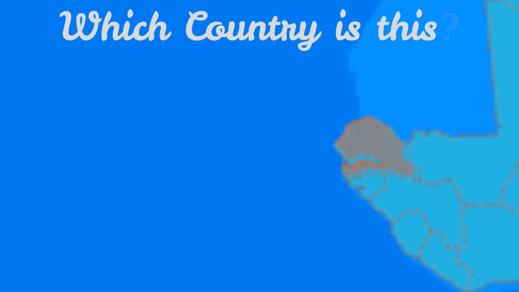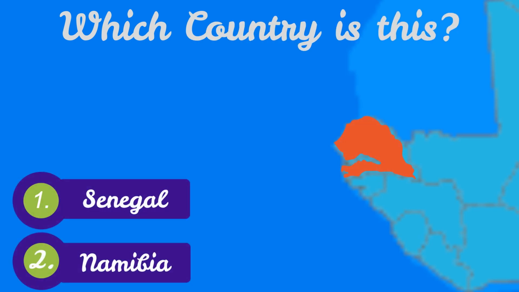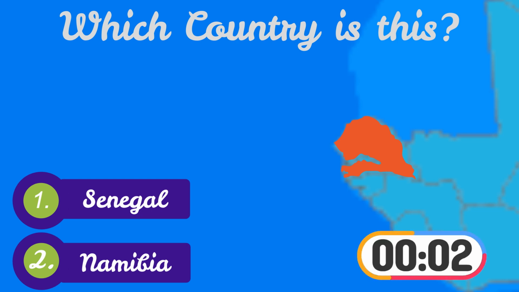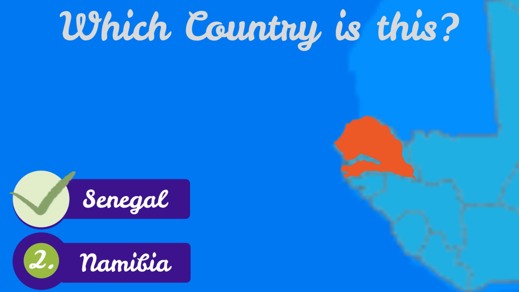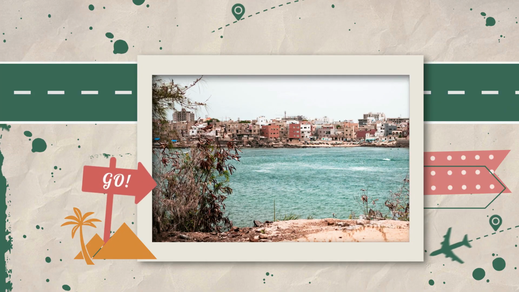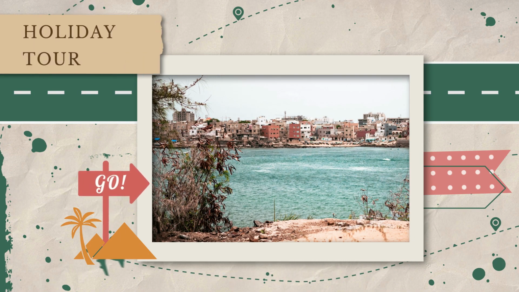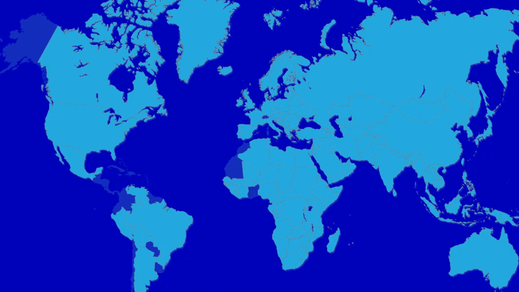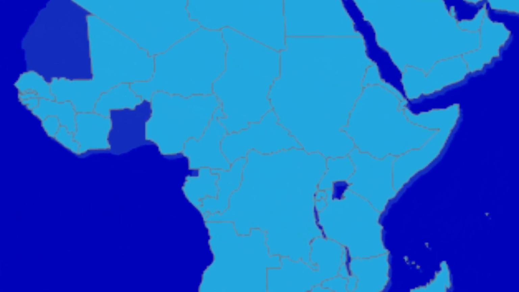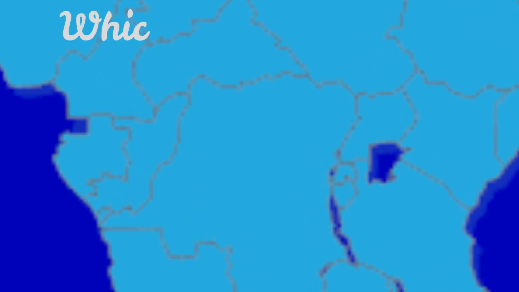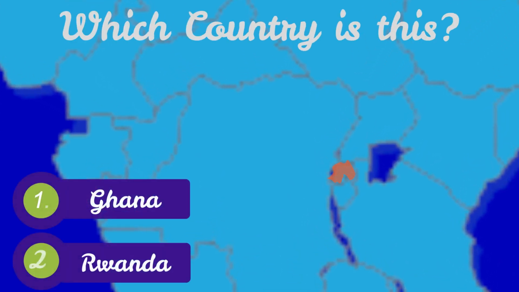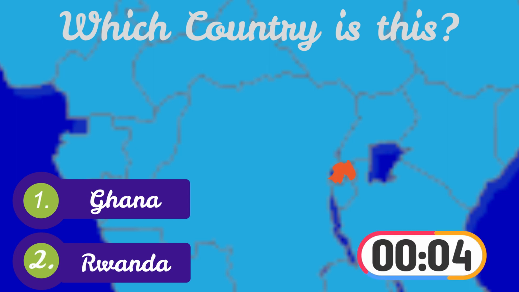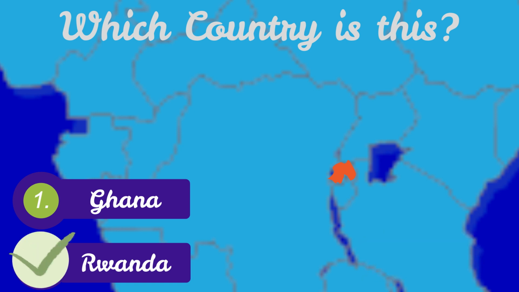Which country is this? Senegal or Namibia? This is Senegal. Dakar is the capital of Senegal. Which country is this? Ghana or Rwanda? This is Rwanda. Kigali is the capital of Rwanda.